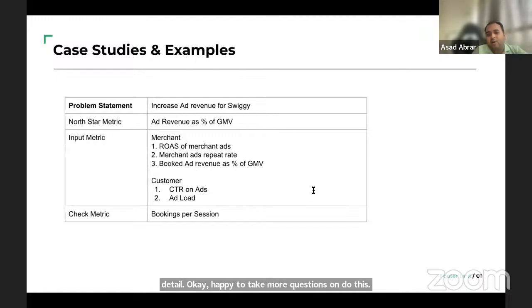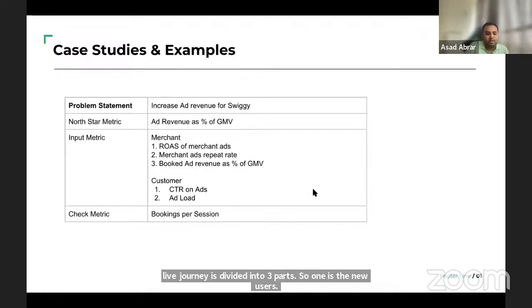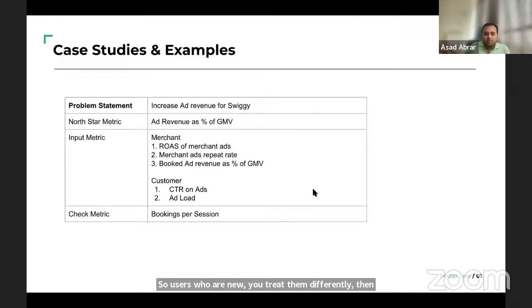Is there a way to find out how many are repeat consumers? Yes, absolutely. If you have that instrumentation, you will always know how many of them are repeat consumers. Usually, the user segmentation life journey is divided into three parts. One is the new users, so the users who are new, treat them differently. Then users who are repeat, and then users who are dormant, who were repeat at one point in time and now are not coming back to the platform. So these are three types of users that you have.